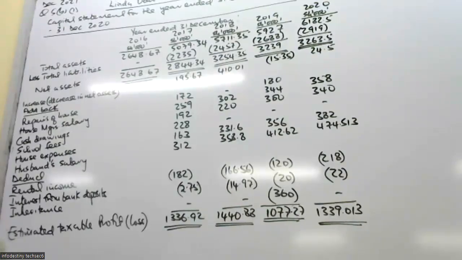Another factor, lifestyle of the taxpayer. Next one, the number of family members.